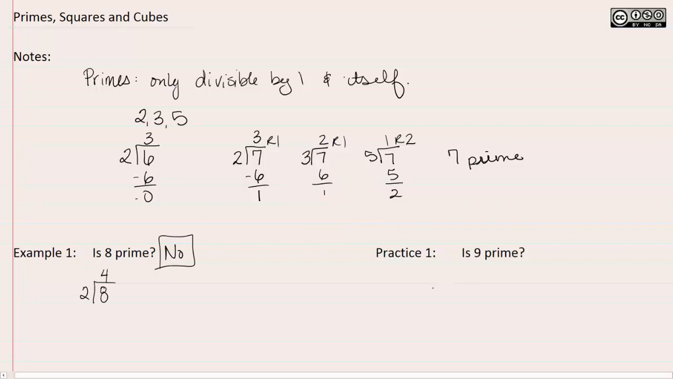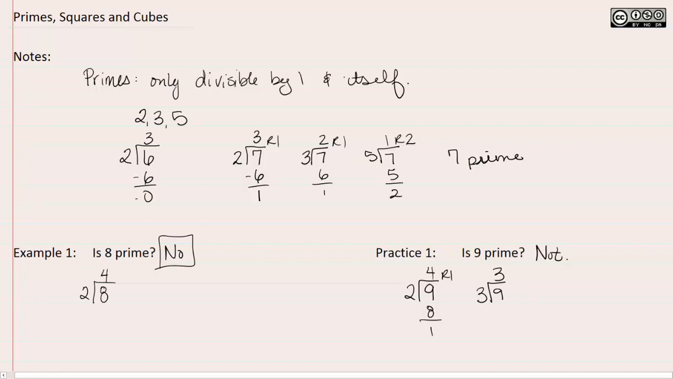Okay, let's see how we did. Is 9 prime? Start with 2. Does 9 divide by 2? Well, 2 goes into 9 4 times, leaving me with a remainder. Let's see if it divides by 3. Does 9 divide by 3? Yes. 9 divided by 3 is 3. So 9 is also not a prime.